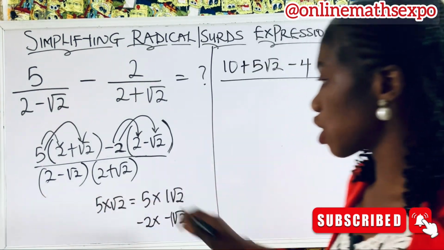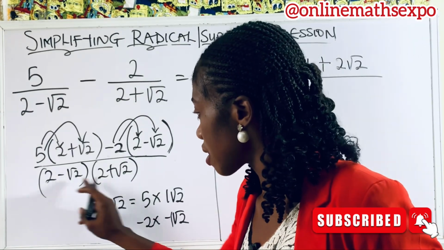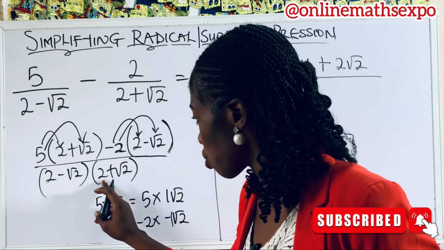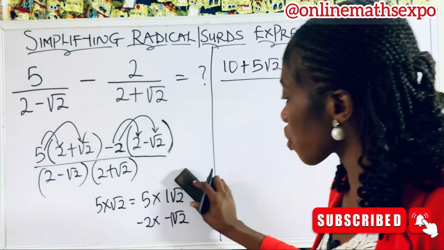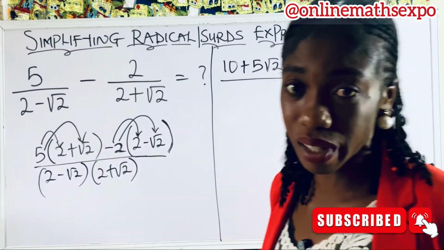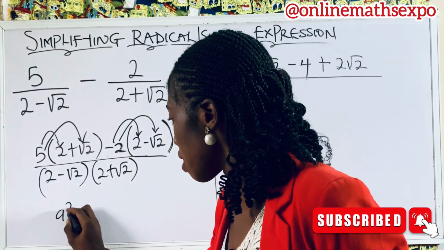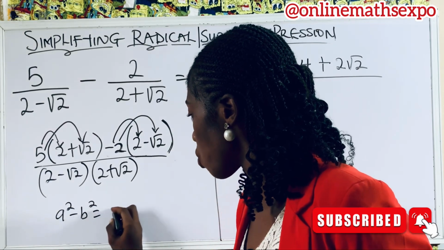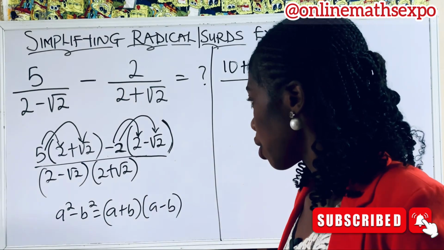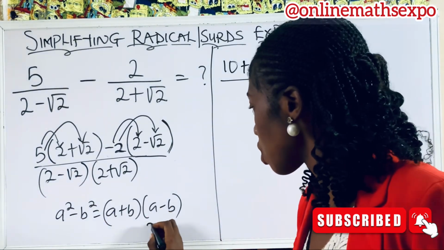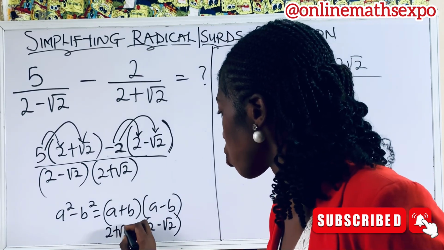Then if you look at this denominator, what did you observe? You observe that the denominator has the same terms, 2 and root 2, the difference is in the sign. So when you have something like this, the easiest way to multiply is to remember your difference of two squares, which says if I have a squared minus b squared, it is a plus b and a minus b. So when you have this, it means 2 minus root 2 and 2 plus root 2.